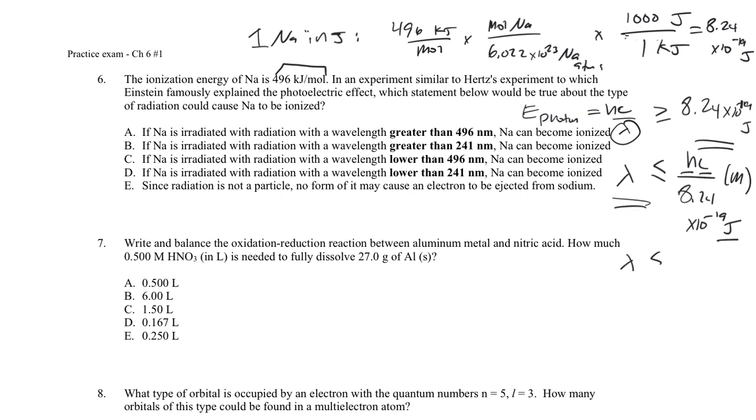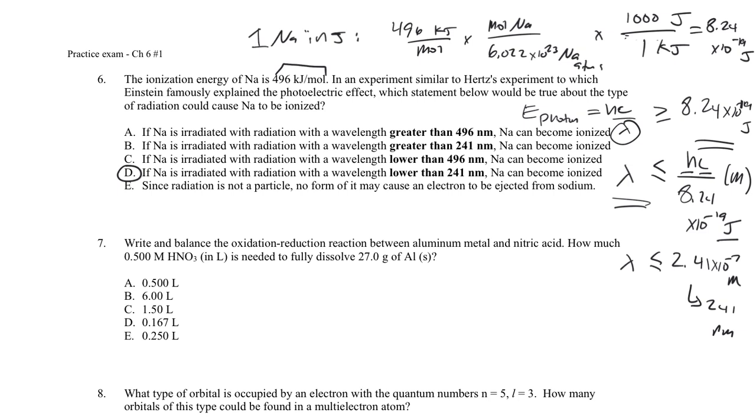So my wavelength needs to be less than or equal to 2.41 times 10 to the minus 7 meters, and then multiplying that by 10 to the 9 is 241 nanometers. So we need that wavelength or lower, and then sodium can lose an electron upon interaction with the light hitting the metal.